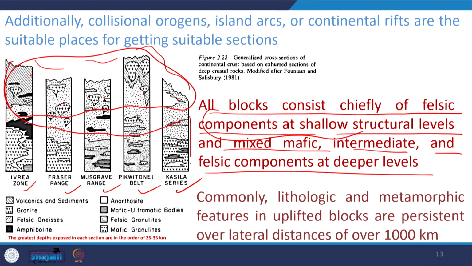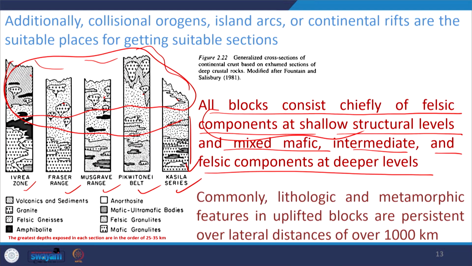However, if you are going down, these felsic and mafic are intermixed. That means the upper continental crust is mostly felsic-dominated rocks, and the lower and the middle continental crust is mostly a mixture of felsic and mafic components.